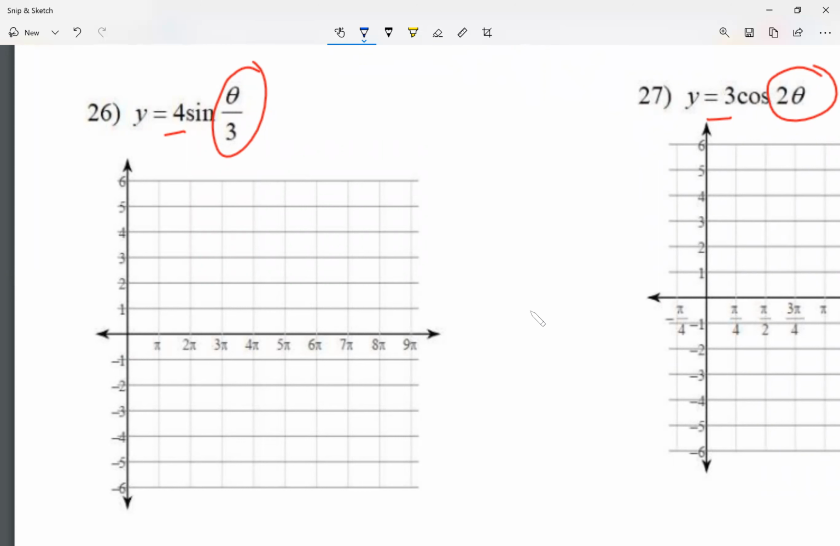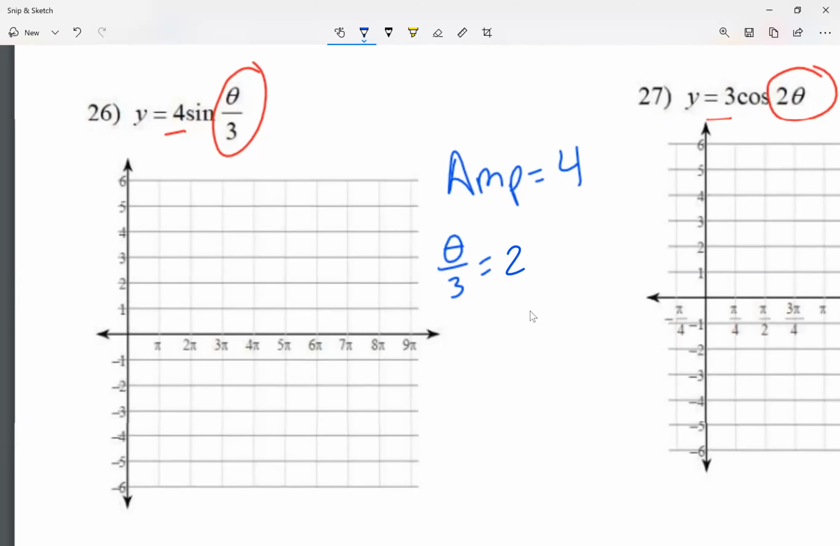So let me just say the amplitude. There's a couple things that I need to know. My amplitude is going to be 4, the number at the very front. Now I need to find out the period. How long does it take to repeat? Now I have the theta over 3 is equal to 2 pi.